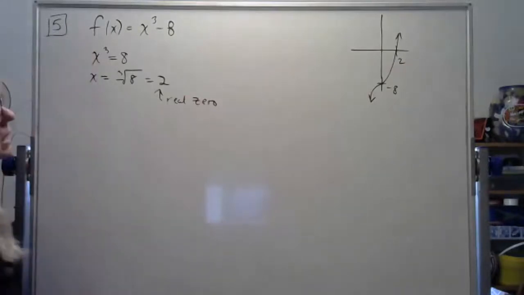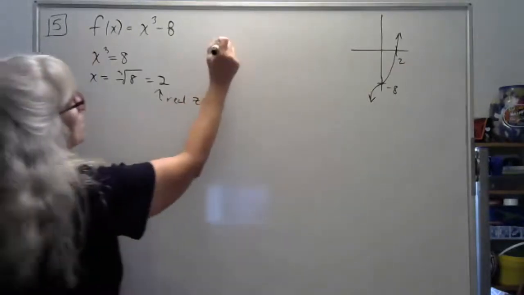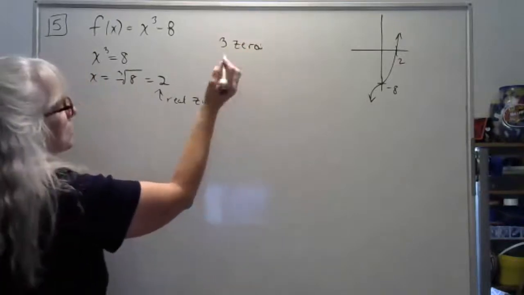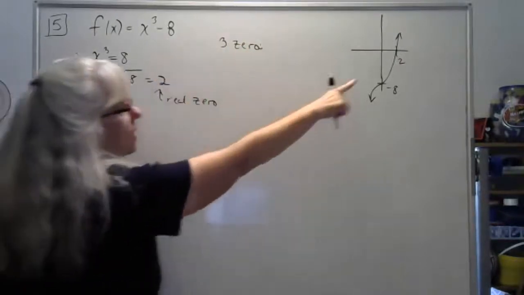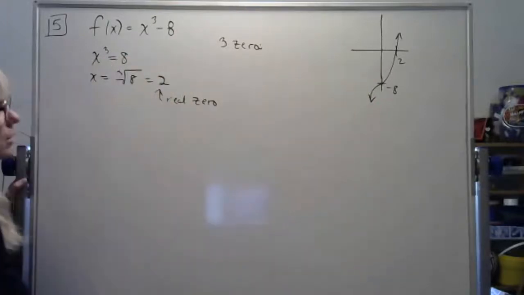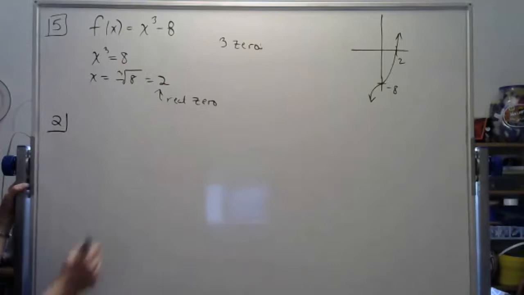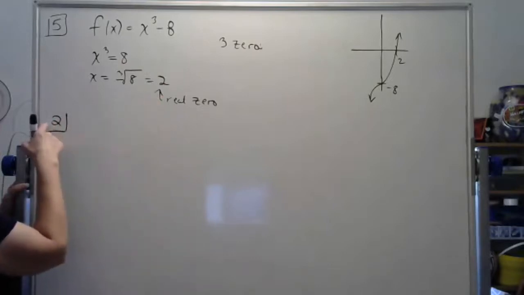Well, how does that help me out? Well, I know that we need 3 zeros. I know that the possibilities for zeros are factors of 8, but I already know that 2 is a 0. So I can skip straight to the synthetic division and use my 2. So the real 0 that we've already identified, we're going to use.